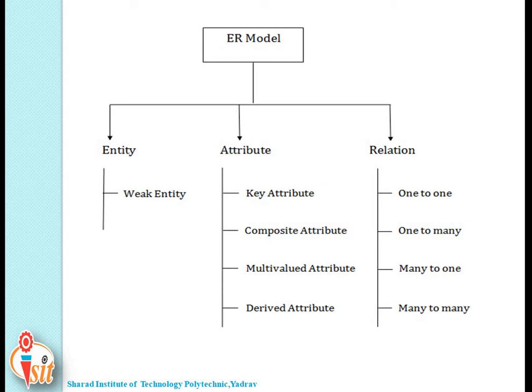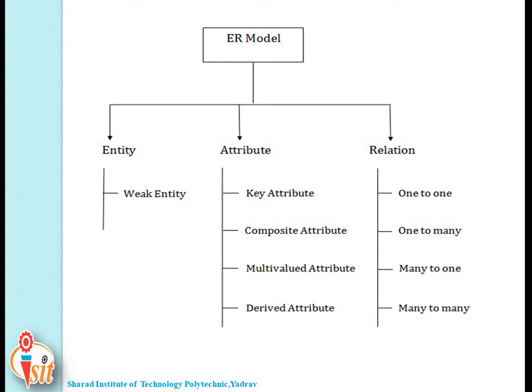Next one is one-to-many. When only one instance of the entity on the left and more than one instance of an entity on the right associates with the relationship, then this is known as a one-to-many relationship. For example, scientists can invent many inventions, but the invention is done by only one specific scientist. After that, many to one relationship. When more than one instance of the entity on left and only one instance of an entity on the right associate with the relationship, then it is known as a many to one relationship. For example, student enrolls for only one course, but a course can have many students.